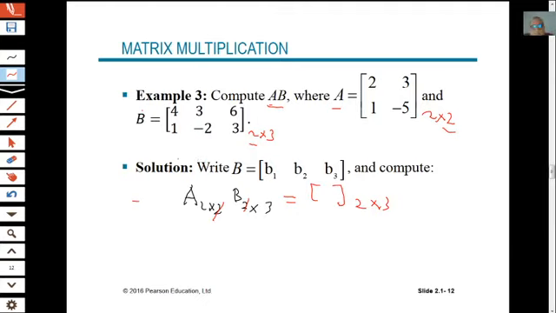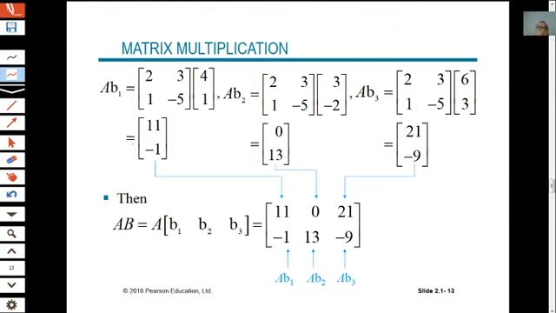So we consider the columns of the matrix B: b1, b2, b3. The product of them, named A times B, has the columns Ab1, Ab2, according to the definition, and Ab3. So Ab1 is equal to the matrix A times the first column of the matrix B, and you know how you can compute this product.